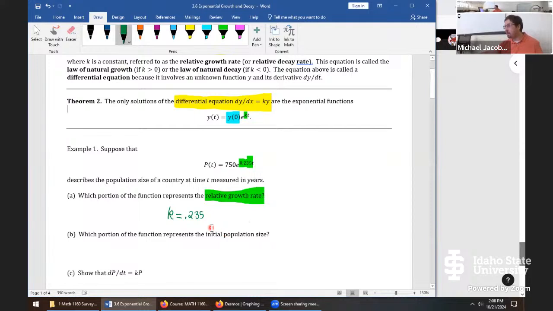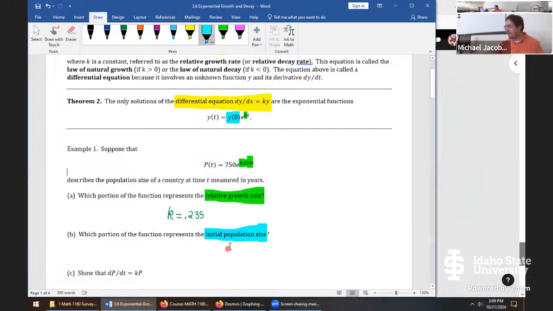And notice that is a positive quantity. That means we're really talking about the law of natural growth, k bigger than 0. So we really do have a growth rate. If this came out negative, then nothing would have made sense in part A. We would have had to say the decay rate instead of growth rate. So that's one down. Next part of the function we need to think about is the initial population size.